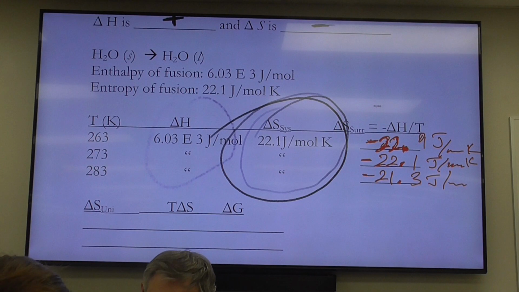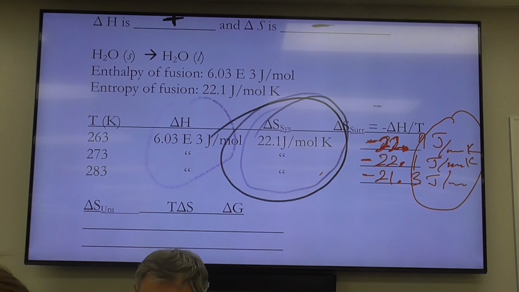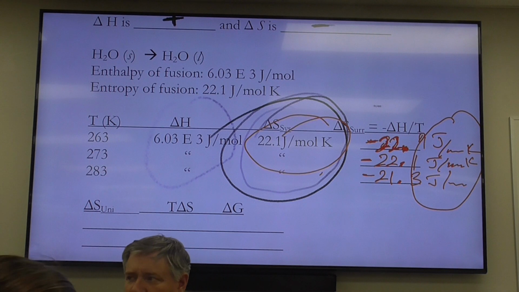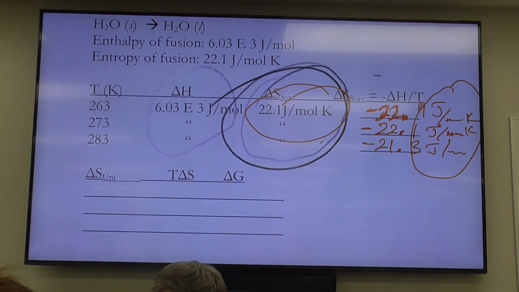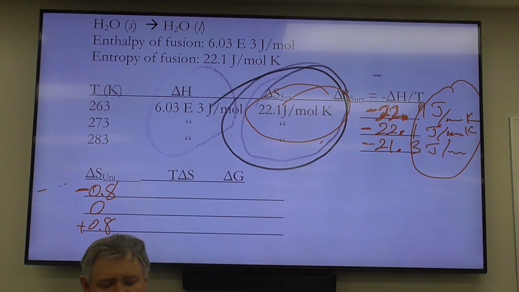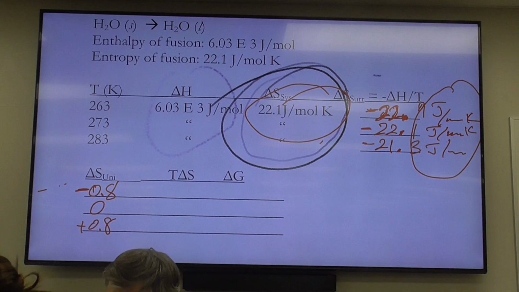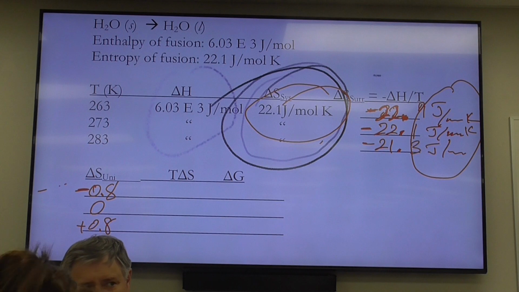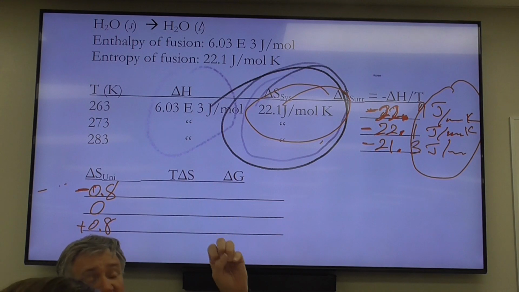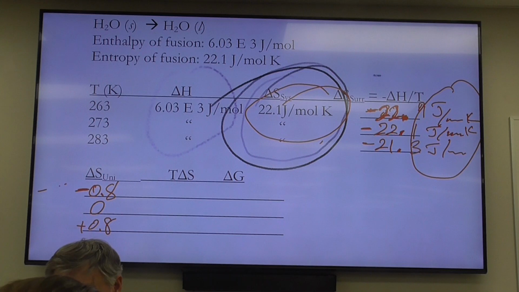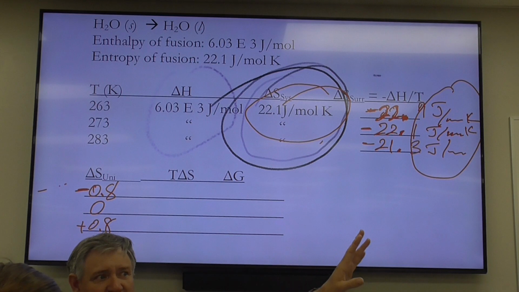Okay, now, delta S for the universe. Here's where you have to pay attention to the units. This is in joules per mole Kelvin. The system is also in joules per mole Kelvin. We can just add this together. So if you do this, this is negative 0.8, this is 0, and that's positive 0.8. So let's focus on the first one. You have a negative value for the change in entropy of the universe. Is that spontaneous or not spontaneous? Not. Because for a reaction to be spontaneous, you have to increase the entropy of the universe. Not happening. It's a negative value.